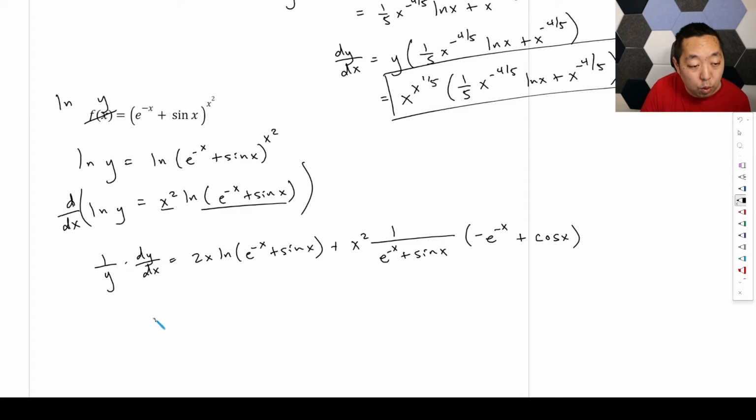And then you just move the y up. Multiply by y, so dy dx is y times all of this. And then y is this whole thing: e to the negative x plus sine x, x squared, times all of this stuff.